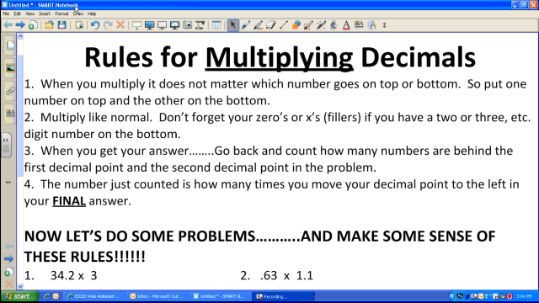I usually also put the number that has the most digits in it on top and the one with the smaller amount in the bottom row. It does not matter, but for some reason that visually just looks better to me.